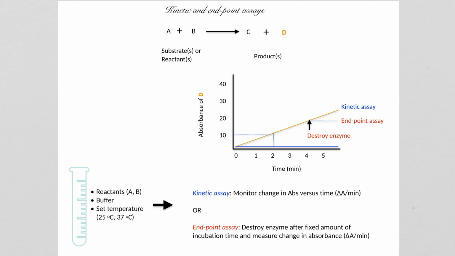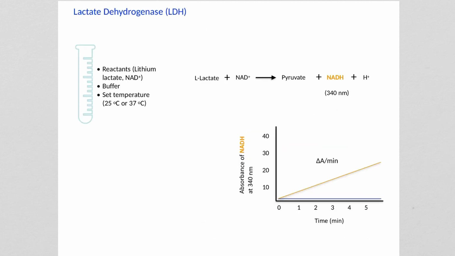This destroying of the enzyme can very easily be done by either adding a very strong acid or a base, because most enzymes would not survive extremes of pH. So let's look at a few examples. Let's look at this enzyme lactate dehydrogenase that we'll talk about under metabolism.